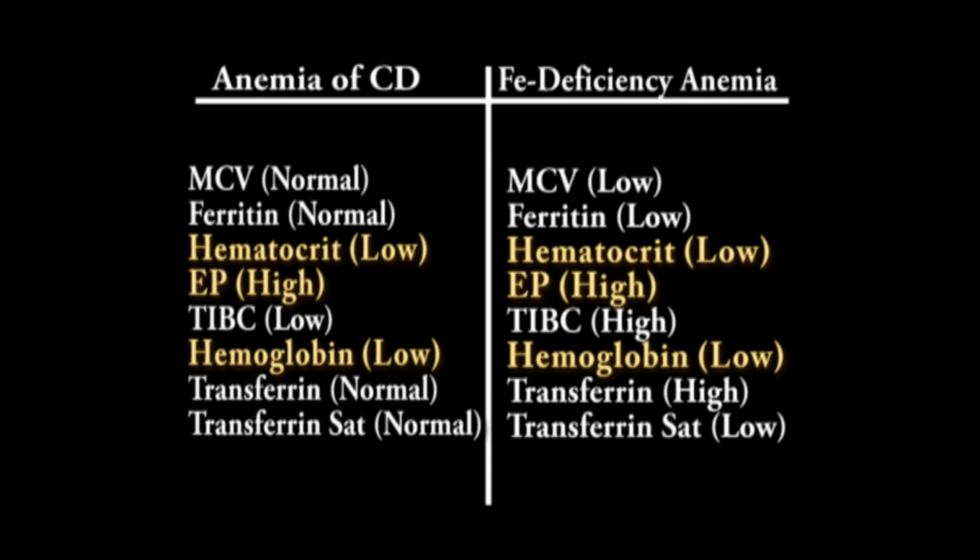Now, what becomes confusing in all of this is that the TIBC will tend to go down and be low in malnutrition. The transferrin saturation will also tend to be low, and transferrin levels will tend to be low in malnutrition. So relying strictly on TIBC, transferrin, and transferrin saturation to determine if it's iron deficiency anemia or anemia of chronic disease can be very misleading. This is why the model relies strictly on using the MCV and the ferritin and seeing how those react in order to distinguish between the two types of anemia.